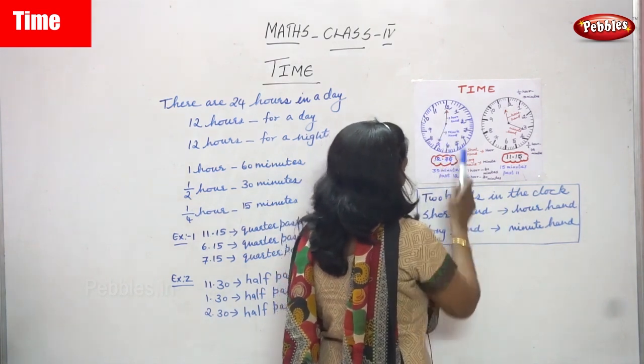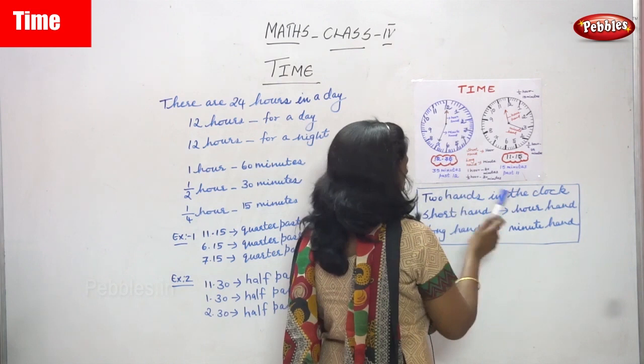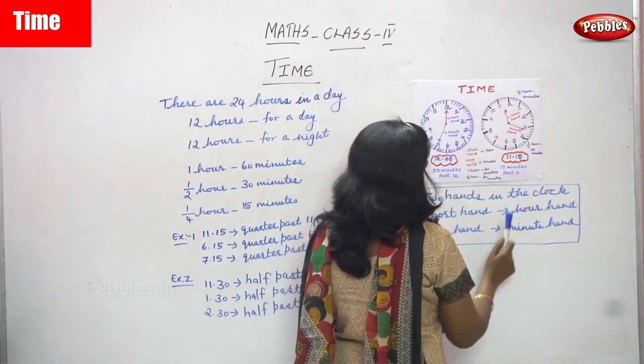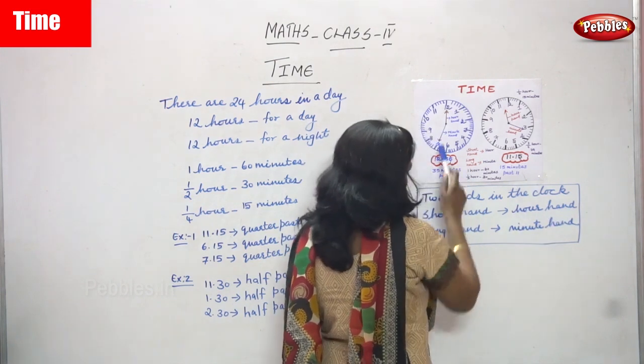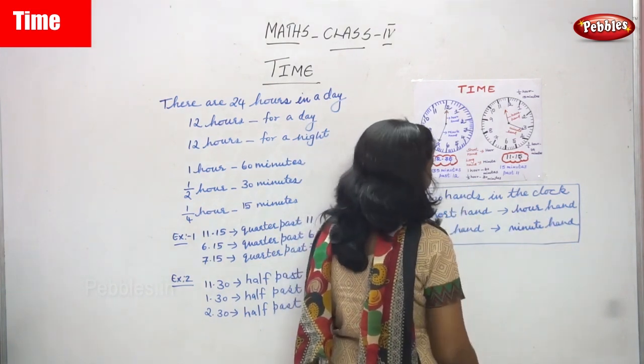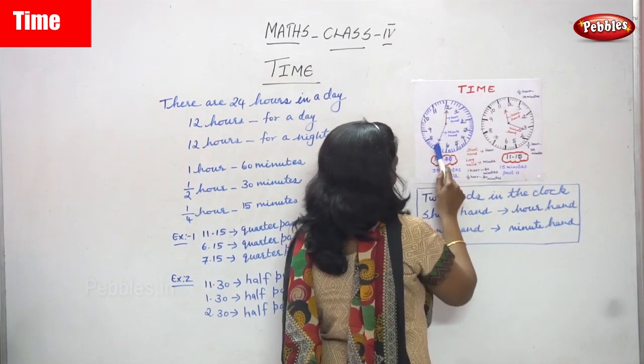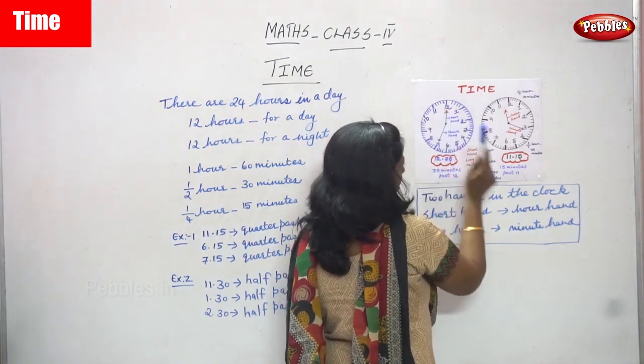So the short hand, that is red color, is called the hour hand. H-O-U-R, hour hand. And the long hand is the minute hand. So this long hand is the minute hand, and the short hand is the hour hand.